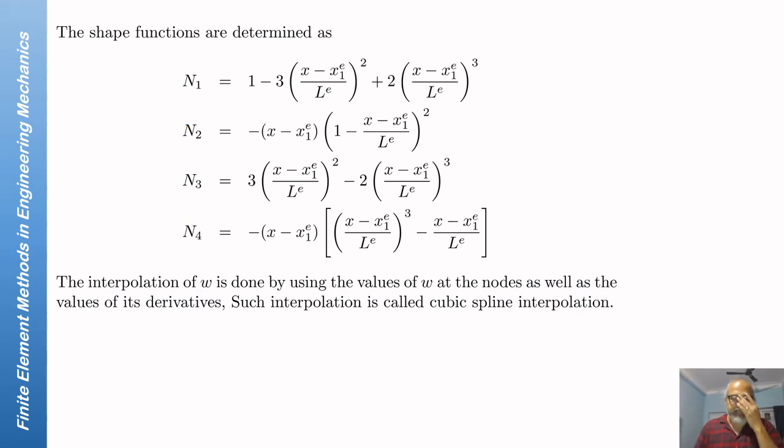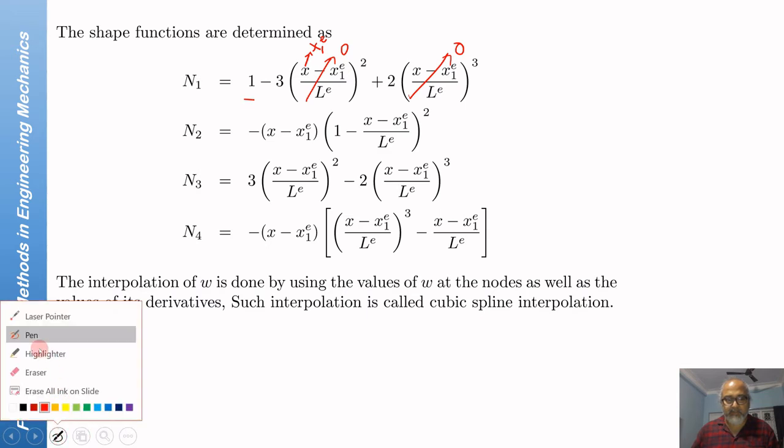Now it's easy to see that they satisfy the Kronecker delta property, because if you put x equal to x1e in this, these terms go to 0, this term goes to 0, and you are left with 1. So that N1 at the location of node 1 is 1. And also if you put say x2 here, or if you put, let's erase this.